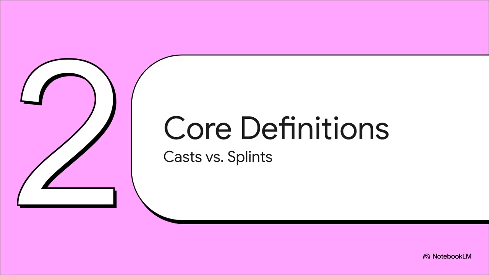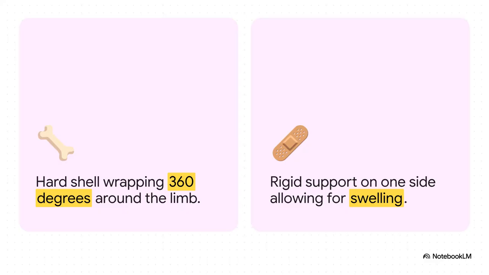Moving on to Section 2, core definitions, casts versus splints. We really need to clearly distinguish between a cast and a splint. A cast is made of hard plaster or fiberglass, and it wraps a full 360 degrees entirely around the limb. It's a solid, totally enclosed, rigid shell. A splint, on the other hand, is only rigid on one side. Imagine a hard piece of fiberglass just resting on the back of your arm, which is then wrapped in a flexible, elastic ACE bandage.